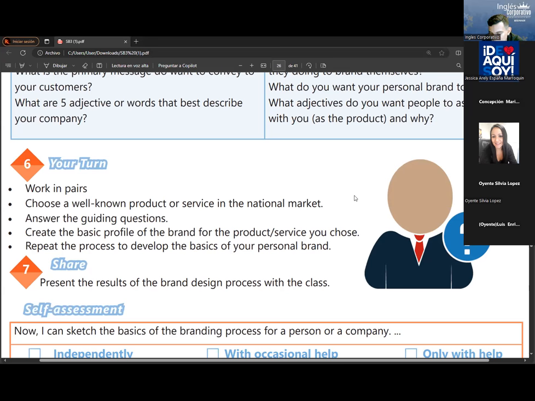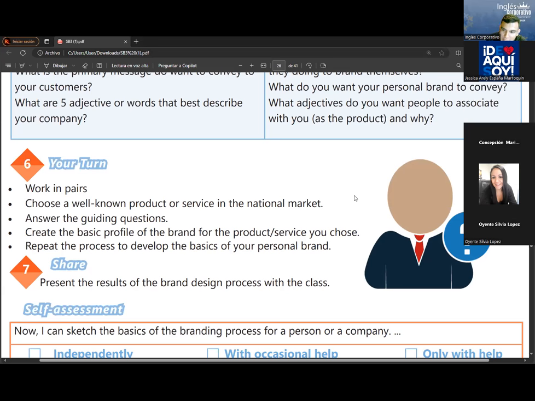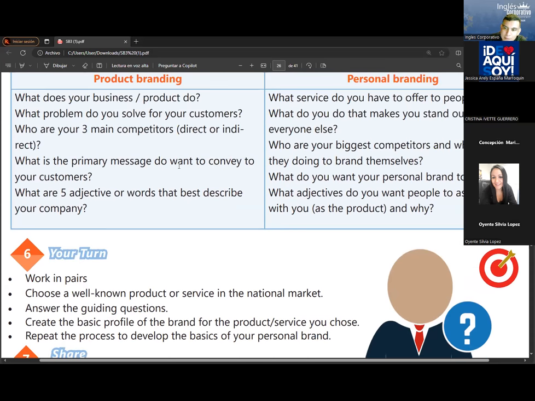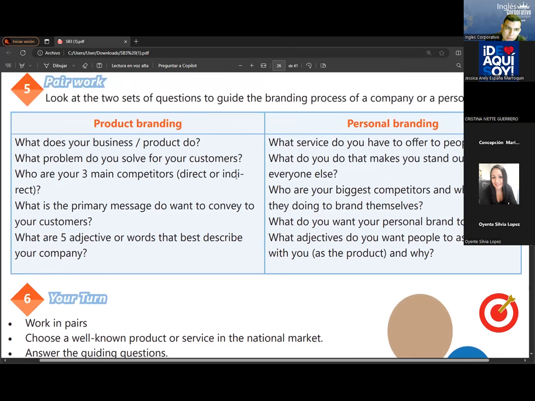So we're going to start. In the previous class, we studied the conditional number 2. Also in the previous class, we studied the present perfect, if I'm not wrong. Conditional number 1, conditional number 2. Today, and also we discussed these questions in the previous class.